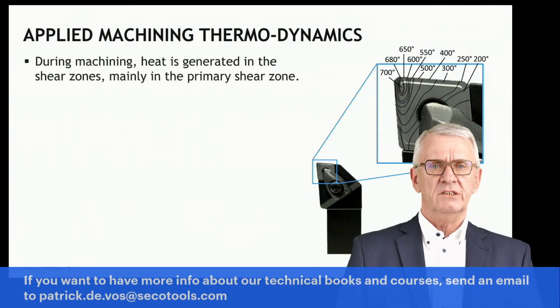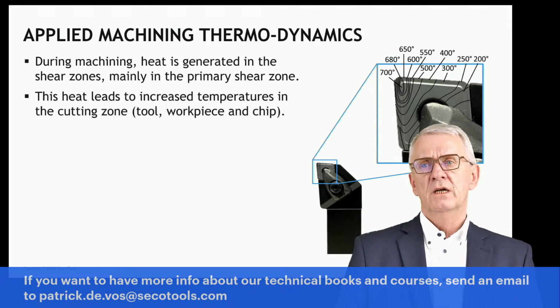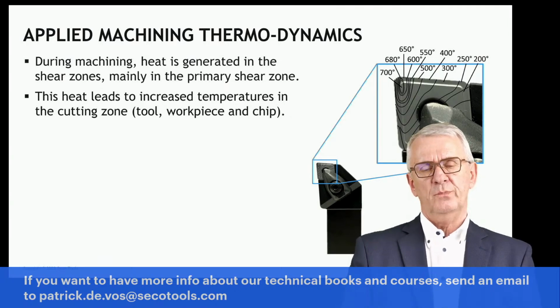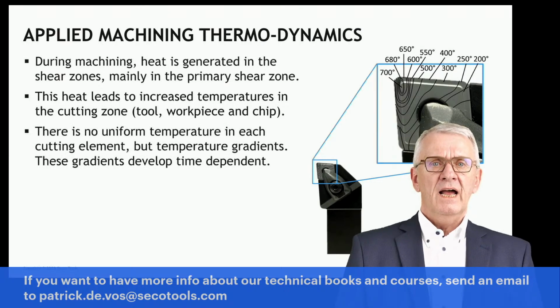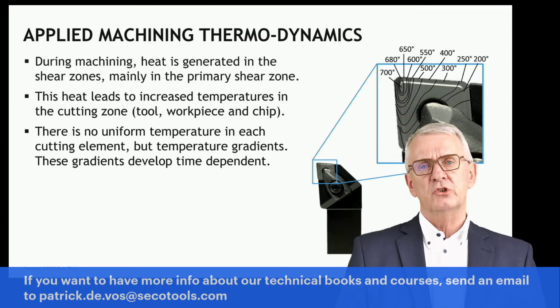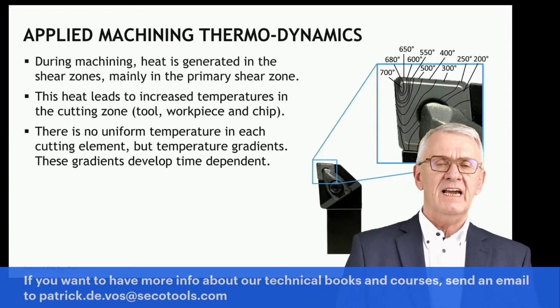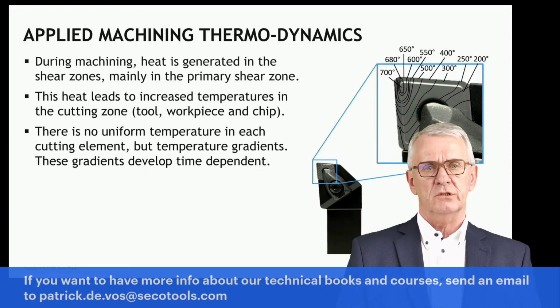Machining thermodynamics, what did we say? We said heat is generated in the shear zones, mainly the primary shear zone. That heat shows a tendency to spread out in the cutting edge, in the workpiece and in the chip, and increases the temperatures there. I use on purpose the plural, temperatures, more than one. There is not a temperature in the cutting tool. The chip does not have a temperature. There is a gradient. There is a multitude of temperatures.